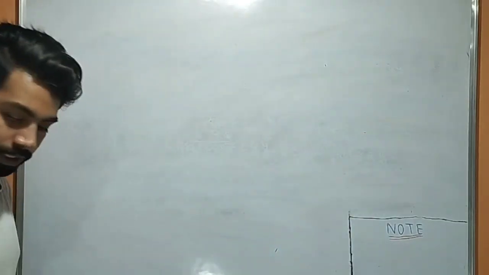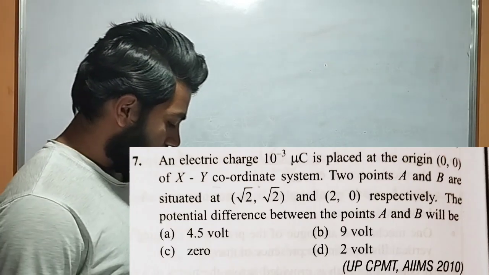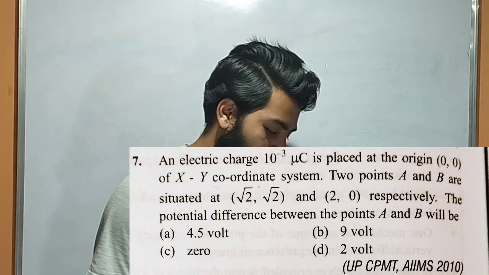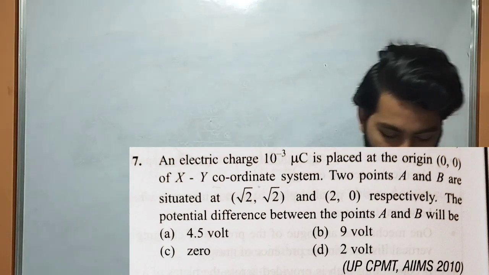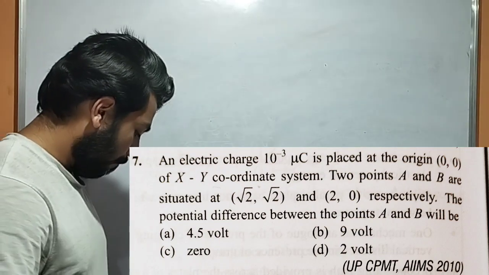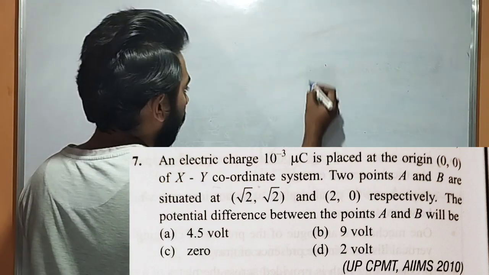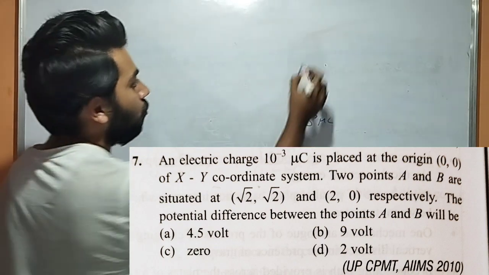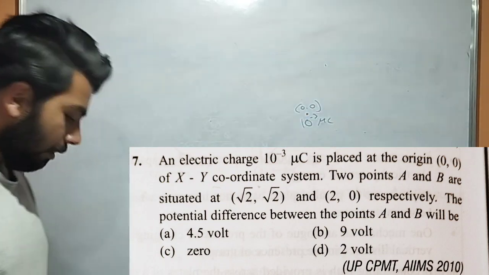Dear student, what is your seventh problem saying? An electric charge of 10 to the power minus 3 microcoulomb is placed at the origin (0, 0) on the xy coordinate system. Two points A and B are situated at (root 2, root 2) and (2, 0) respectively. Find the potential difference between A and B. Very simple. An electric charge of 10 to the power of minus 3 microcoulomb is placed at (0, 0). What is this? This is (0, 0), the electric charge at this point.